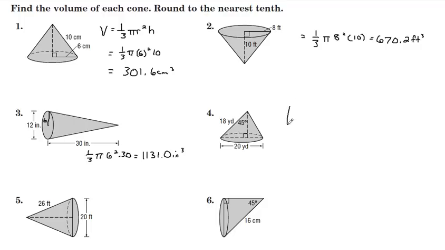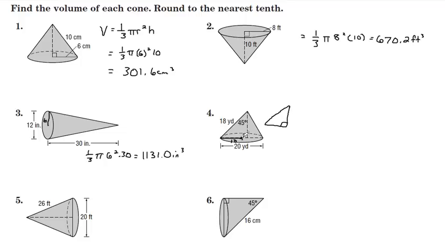For number 4, now they're giving us the slant height here. And let's work on this triangle because we need to find the height. We know the radius is going to be 10, half of our diameter given. Okay, so we've got that taken care of. Now we know this is a 45, 45, 90 triangle.